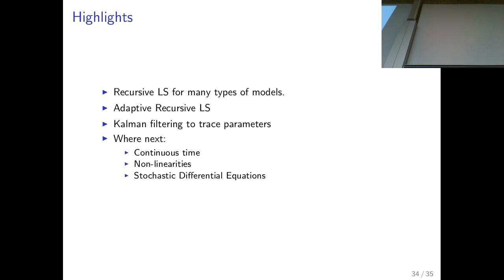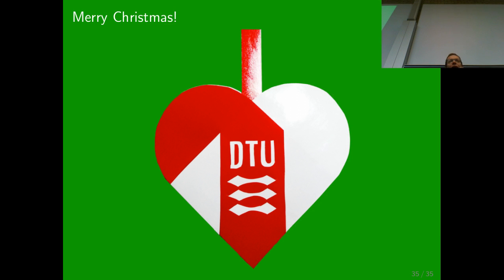But today, what I wanted to say was that you have the Kalman filter. You can also use it to trace parameters in models, and even make models for how the parameters evolve over time. But you can also write it in some cases as just an adaptive recursive least squares algorithm. Again, it depends on the application what you need to know, and you should pick the tool that you feel is the easiest way to get the job done. And then I just came with a few comments on what else is out there: continuous time, nonlinear models, and in particular SDEs. And with that, Merry Christmas.